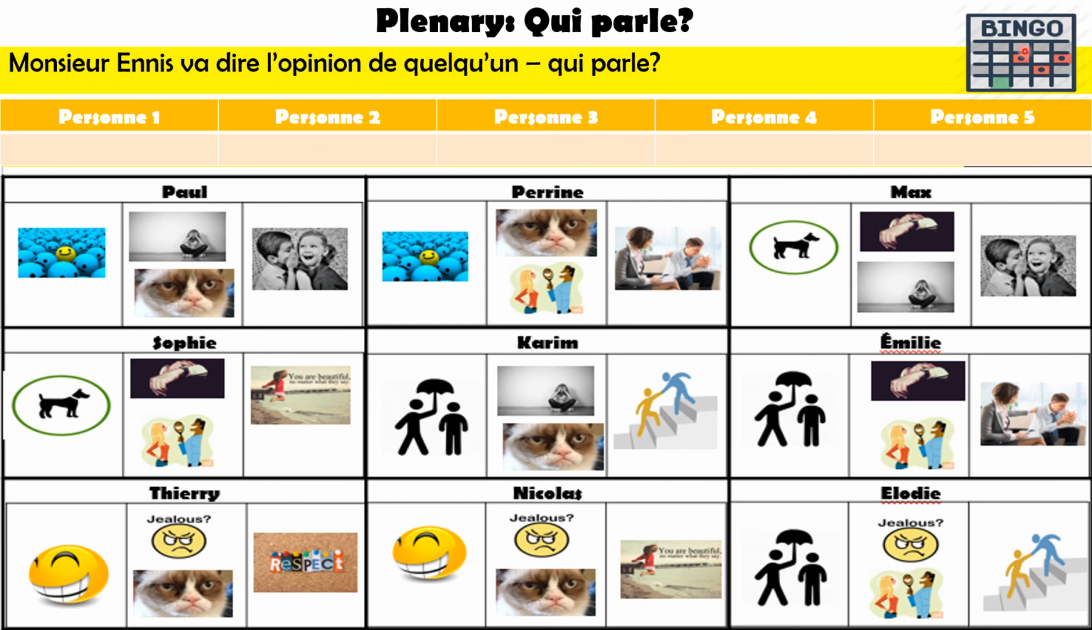Alright, that was a lot harder. Let's go through the answers. Donc, person 1 était Sophie. Person 2 était Karim. Person 3, Nicolas. Person 4, Perrine. Et person 5, it's the hardest one, c'était Elodie.